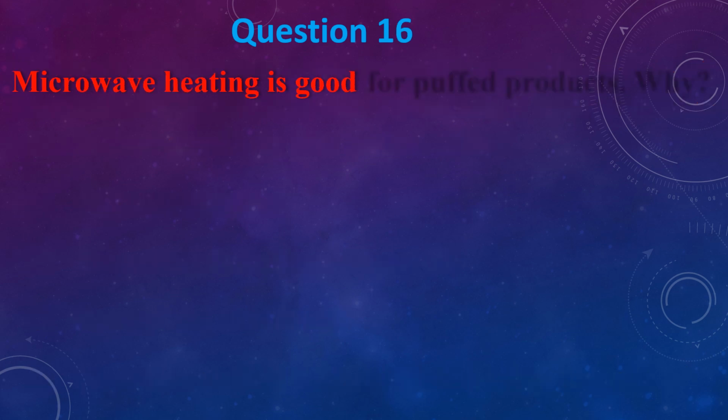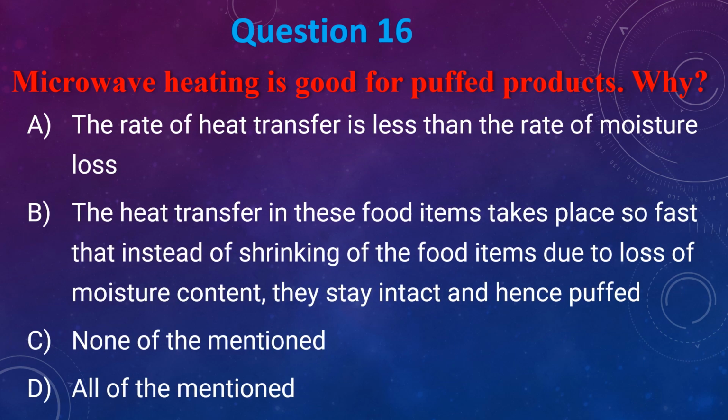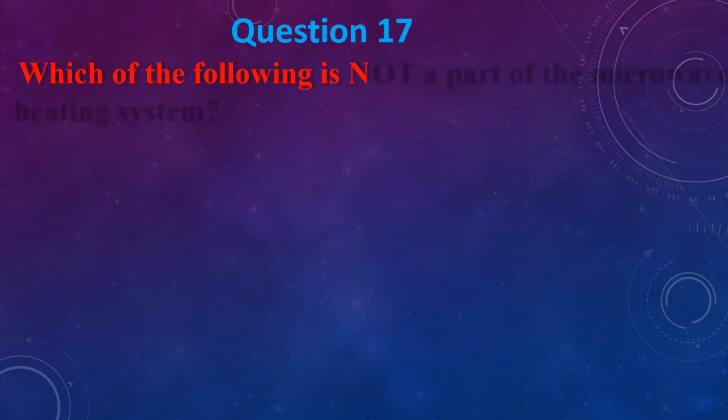Microwave heating is good for puff products. Why? A. The rate of heat transfer is less than the rate of moisture loss. B. The heat transfer in this food item takes place so fast that instant shrinking of food items due to loss of moisture content is avoided. They stay intact, hence puff. C. None of the mentioned. D. All of the mentioned. The answer is B.